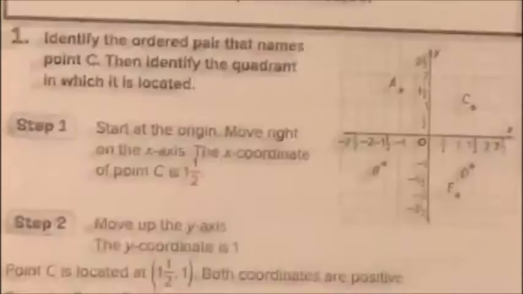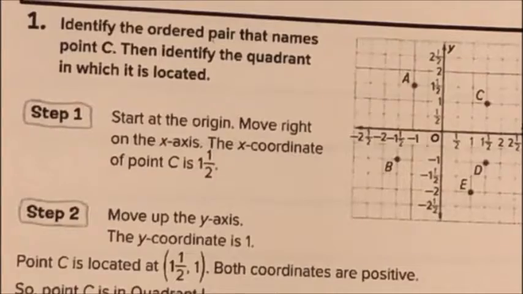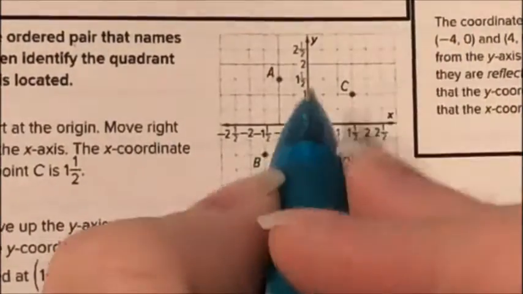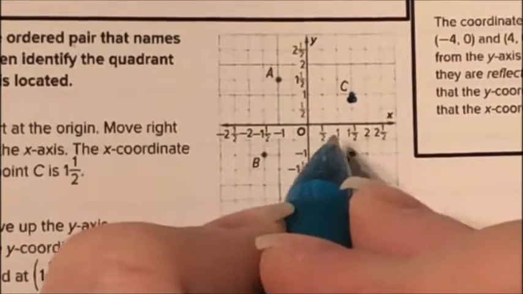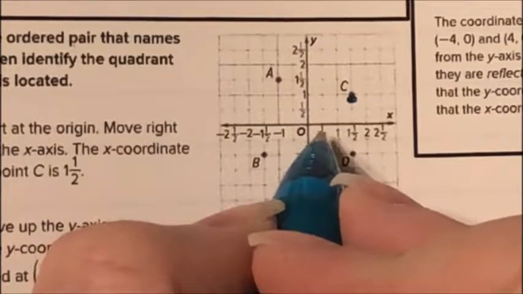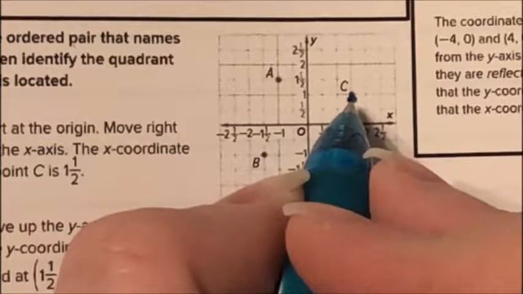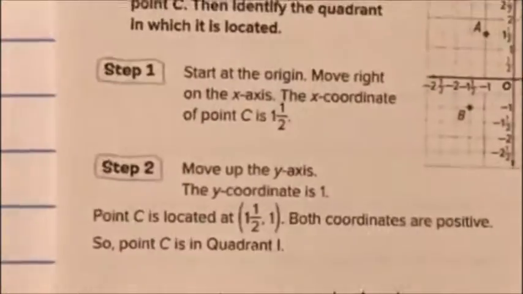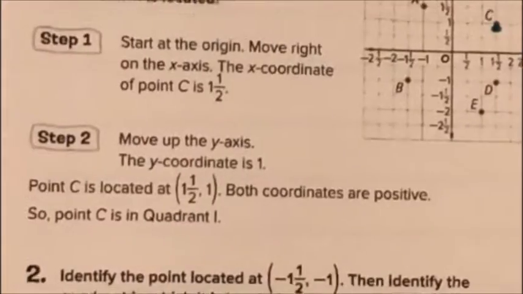So let's take a look at some examples. So one says, identify the ordered pair that names point C, then identify the quadrant in which it's located. So the first thing I want to do is look at my graph and figure out where C is. Well, here's C right here. Okay, so then I want to figure out what the x-coordinate is. So I start at 0, and I go over until I get to my point, which is 1.5, and then I go up, and that's at 1. So I went over 1.5, and I went up 1.